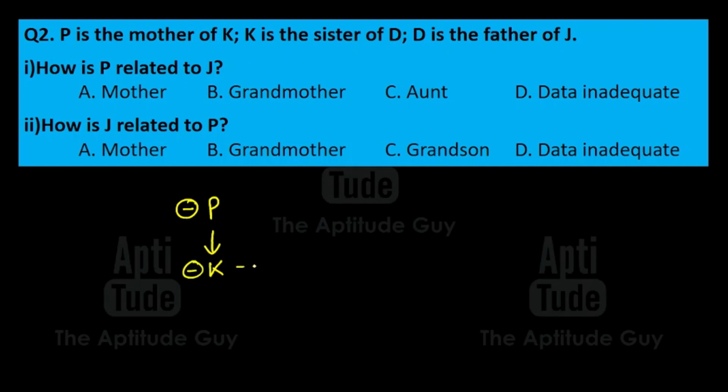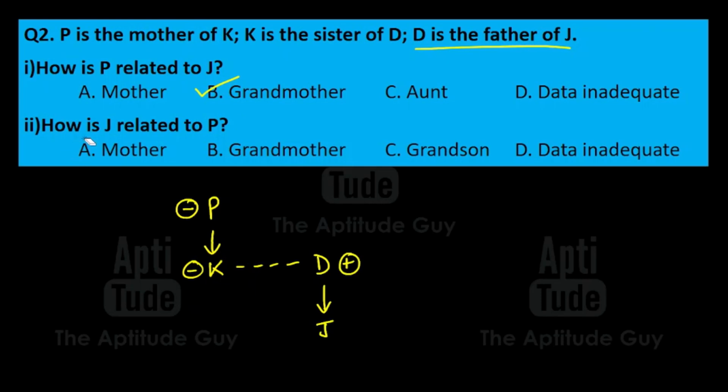Now they have mentioned K is the sister of D. Do we know if D is male or female yet? No. Okay, then we have D is the father of J. Okay, so D is male, father of J. Do we know if J is male or female yet? Absolutely not. This is the family. Now let's answer the questions. How is P related to J? P is 2 generations above J. So P, of course, is the grandmother of J. So the first answer is option B, grandmother.